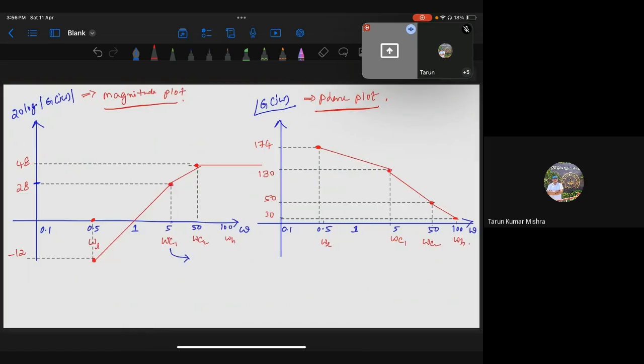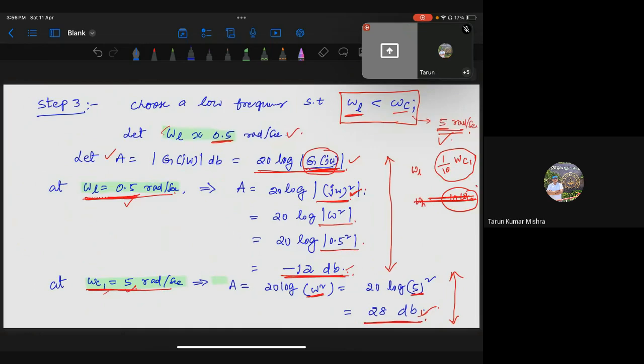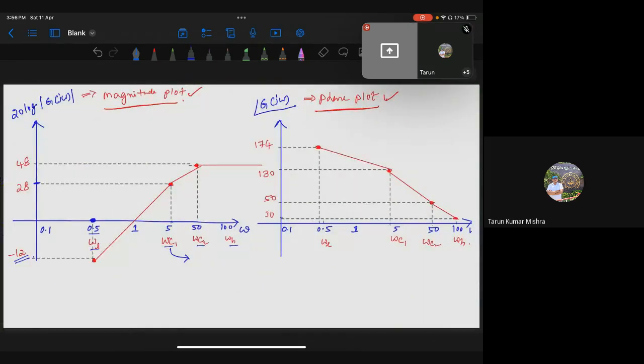Then the Bode plot is nothing but drawing the magnitude plot and phase plot. For the magnitude plot, first you observe these values: omega L, omega C1, omega C2, omega H. Is this clear? Now you see at omega L, 0.5, what is the value we got? Minus 12. Let me show you that. This is minus 12. Then at omega C1, we got 28 dB.